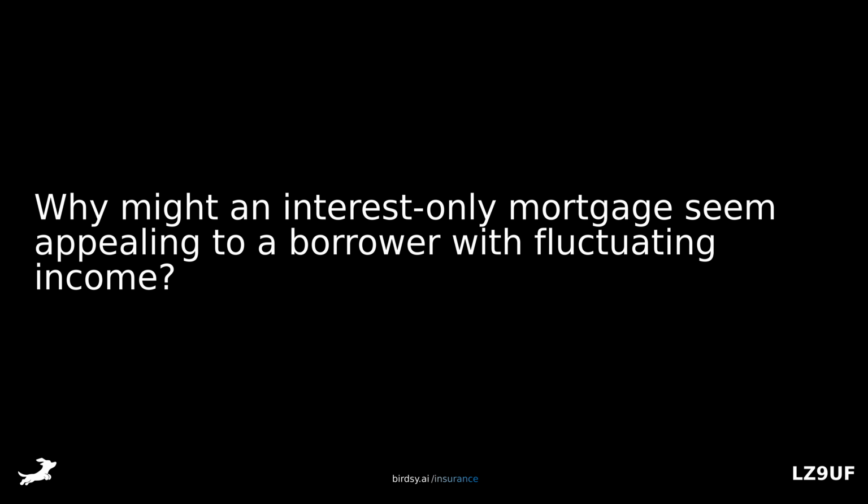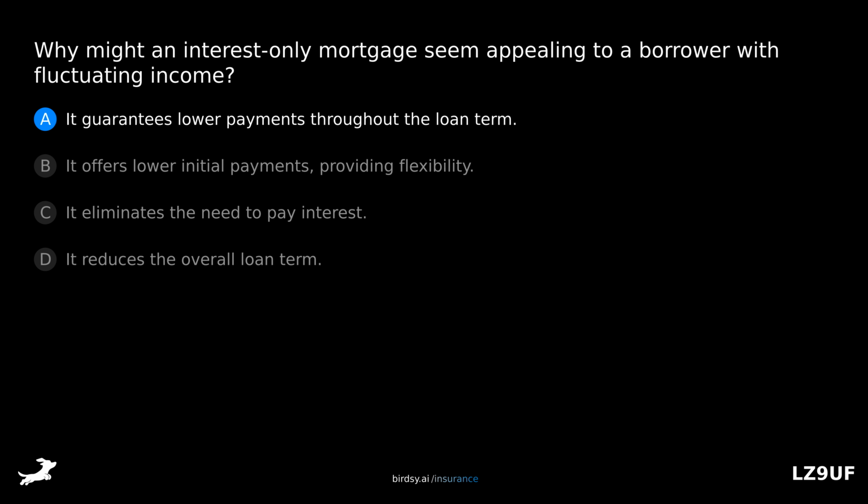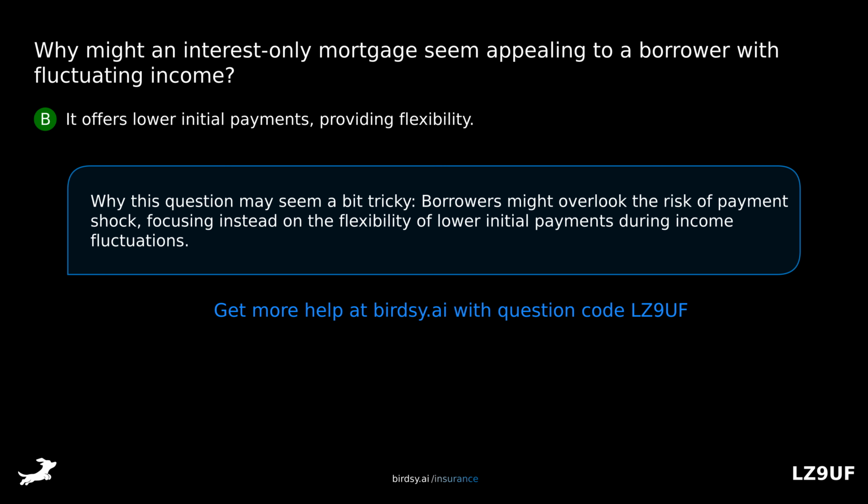Why might an interest-only mortgage seem appealing to a borrower with fluctuating income? Is it A. it guarantees lower payments throughout the loan term, B. it offers lower initial payments, providing flexibility, C. it eliminates the need to pay interest, or D. it reduces the overall loan term? The answer is B. It offers lower initial payments, providing flexibility. Why this question may seem a bit tricky: borrowers might overlook the risk of payment shock, focusing instead on the flexibility of lower initial payments during income fluctuations.